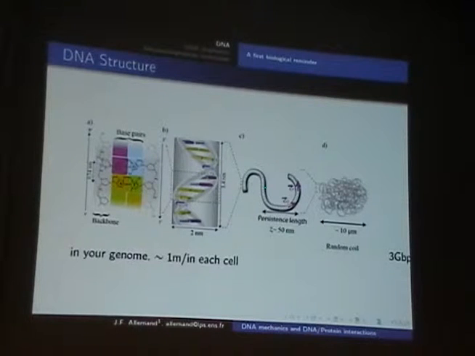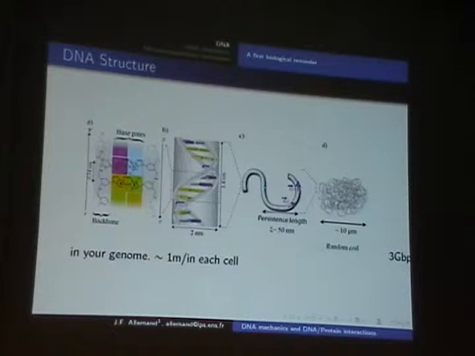This is the physical size of a cell. And if you think about your body, you have a nucleus, and the nucleus will be about a few microns, 5 to 10 microns, this is the order of magnitude. So in each of your cells, you have to put typically 1 meter of a macromolecule into only a few micron compartments.